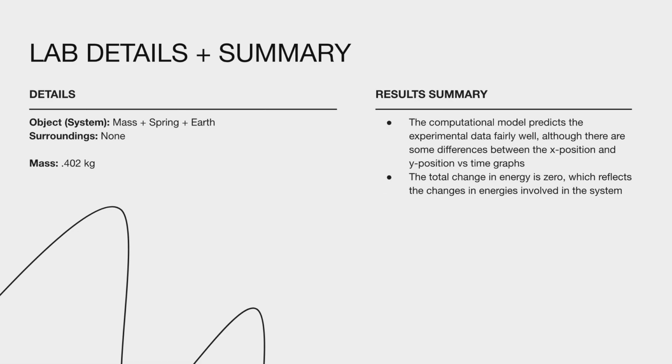For this experiment, I chose the system to be the mass, spring, and the Earth. As a result, there will be nothing in the surroundings. We are given a mass of 0.402 kilograms, and at the end of this experiment, we'll see that the computational model predicts the experimental data fairly well, although there are some differences between the x position and y position versus time graphs. We'll also see that the total change in energy is 0, which reflects the changes in energies involved in the system.